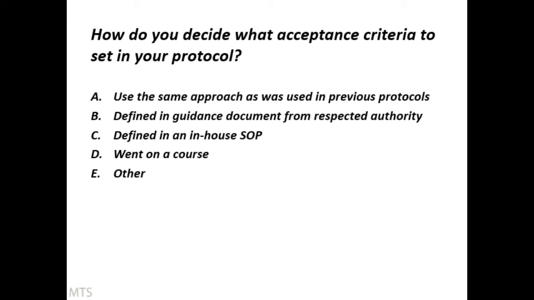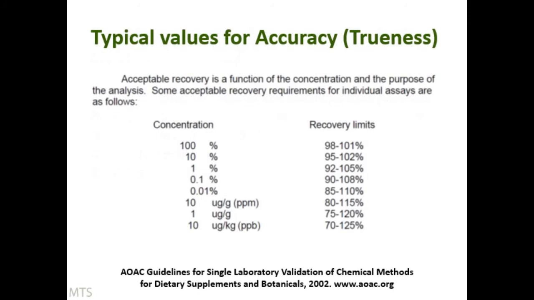So these are just some numbers for you, typical values for accuracy. Now I've taken these, you can see at the bottom here, this AOAC. This is the Association of Official Analytical Chemists. It's just one group that specialise in this area. They wrote some guidance and you can see it's specific to a certain type of sample. So these are for dietary supplements and botanicals.